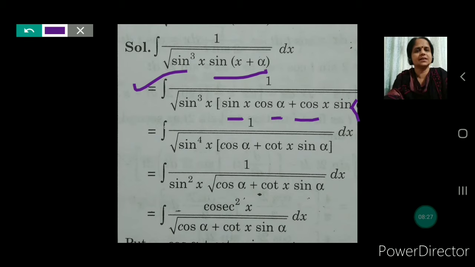In the next step, from here take sine x common. So it would be sine raised to 4 x. And here it is cos alpha plus, but here it is cos x by sine x, so it would be cot x. Sine alpha write as it is. Now in the next step, this sine raised to 4 x becomes sine square x. So in the bracket you will get cos alpha plus cot x sine alpha, dx.